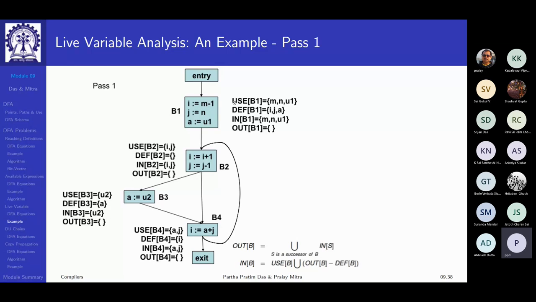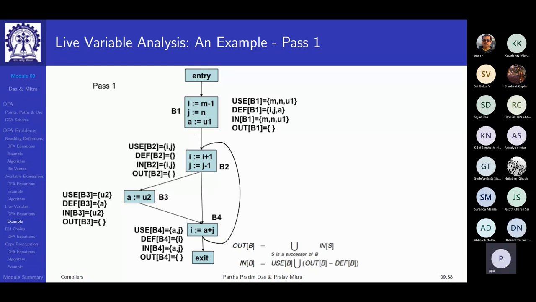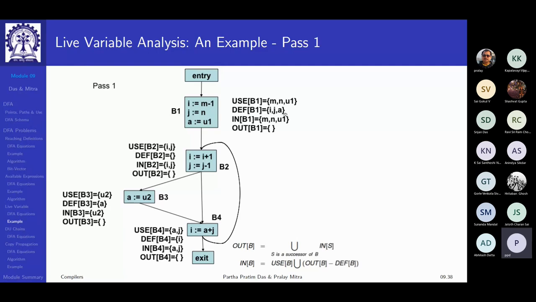Now let us see what are the use sets. In B1, we are using M, N, and U1. None of them have been defined before being used. So the three of them together form the use set. I, J, and A have been defined, so they are in the def set. And after definition, they have not been redefined, so they have not been used either. So the def set is I, J, A.